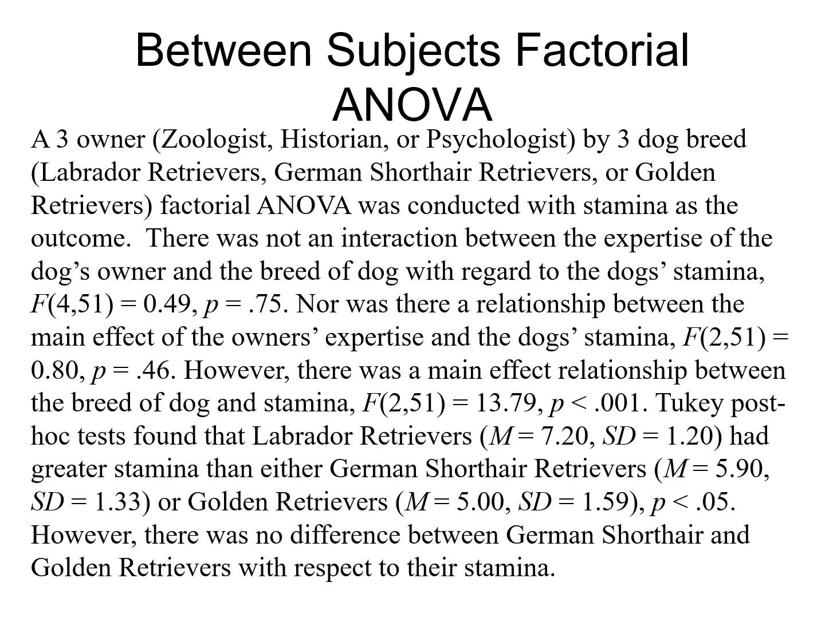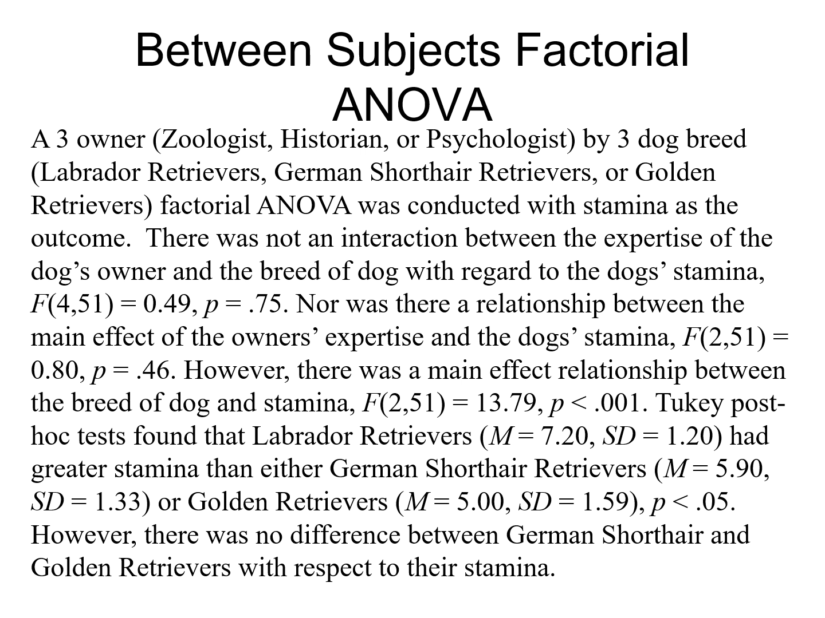So how we'd actually report this is: a 3 owner (zoologist, historian, or psychologist) by 3 dog breed (Labrador Retriever, German Shorthair Retriever, or Golden Retriever) factorial ANOVA was conducted with stamina as the outcome. There was not an interaction between the expertise of the dog owner and the breed of the dog with regards to the dog's stamina. Again, we'd report this, p of 0.75. Nor was there a relationship between the main effects of the owner's expertise and dog stamina. And again, we'd report that.